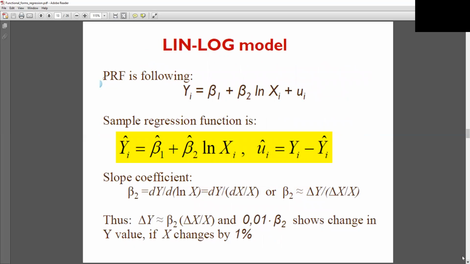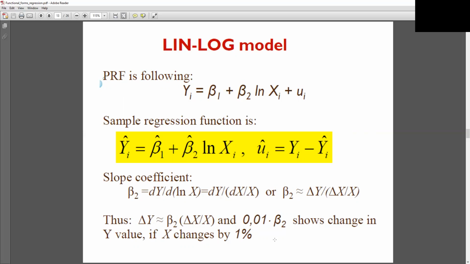Now, the LIN-LOG model. In the LIN-LOG model, the Y values we are keeping as such. We are taking log of only the X values, the independent variable. So the PRF is nothing but Yi is equal to beta1 plus beta2 log Xi plus Ui. You see, you're taking the log of the independent variable, not of the dependent variable. Then the slope coefficient, beta2, is delta Y divided by delta X by X.